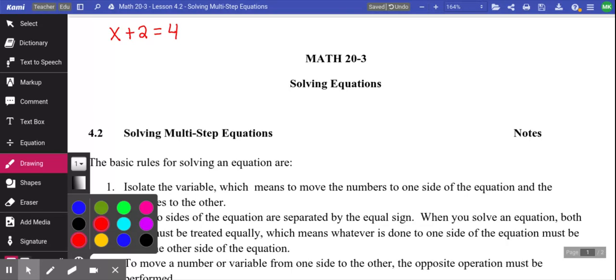We move things by doing opposite operations, right? And that's what I preached yesterday all day, was opposite operations. In this case, the opposite of plusing 2 or adding 2 is subtracting 2. And that will move it from the left side to the right side, but you also have to minus 2 from the right side. This would then leave x on the left side equals 2 on the right side. That would be your solution.